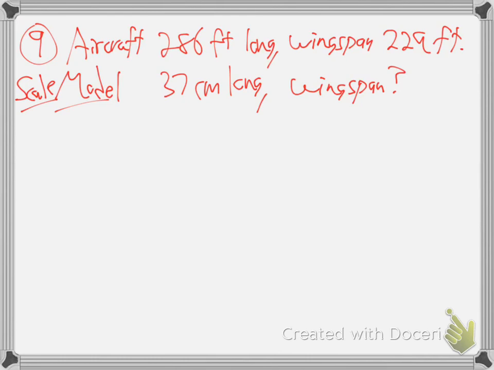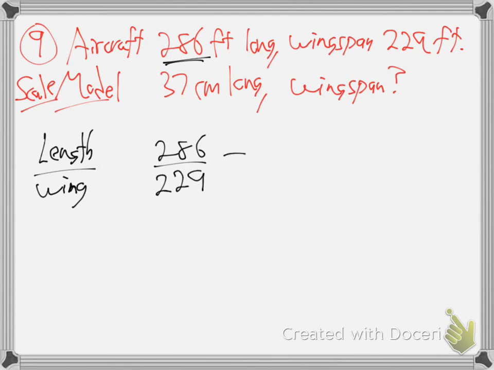All right, so how are we going to do this one? This is probably pretty easy for you, right? There's a couple ways you can do it. You can do length over wingspan. Probably easy way. 286 feet long. So notice how I always write down the units. You don't have to, but I think it might be helpful to you. Kind of just keeps you on track. So length over wingspan for the plane, and length over wingspan. What's that going to be? That's my x, huh? For the model. Then just cross multiply and solve.